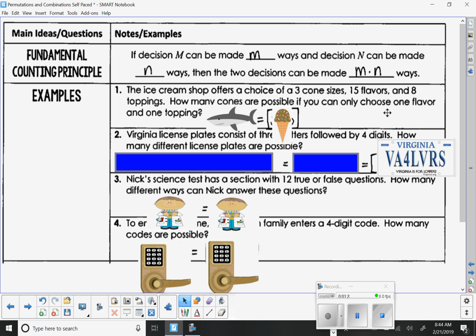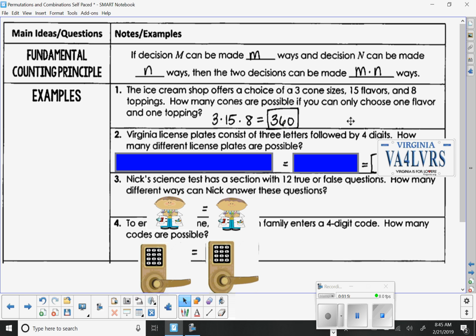8 toppings. How many cones are possible if you can only choose 1 flavor and 1 topping? Well, remember that you can pick the first cone, small, and then you've got 15 different flavors, and for each flavor you could have 8 different toppings. That means that you have 3 sizes, 15 flavors, 8 toppings, or a total of 360 different cones. That's quite a bit.